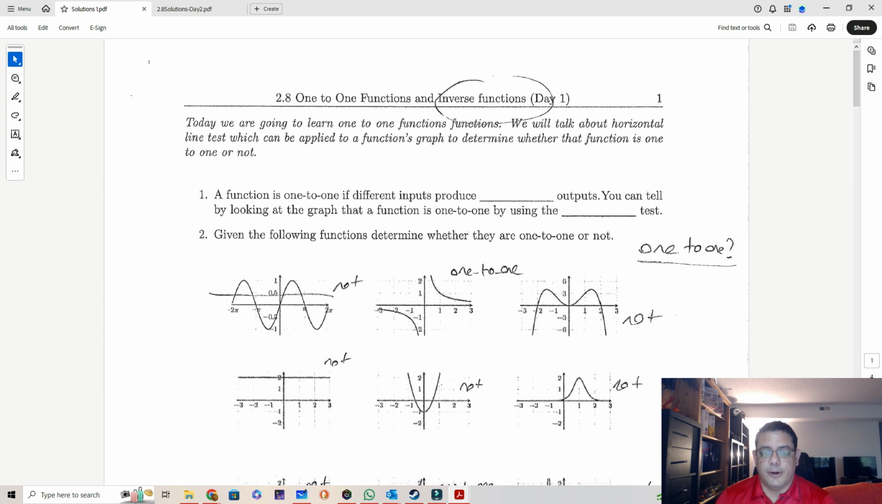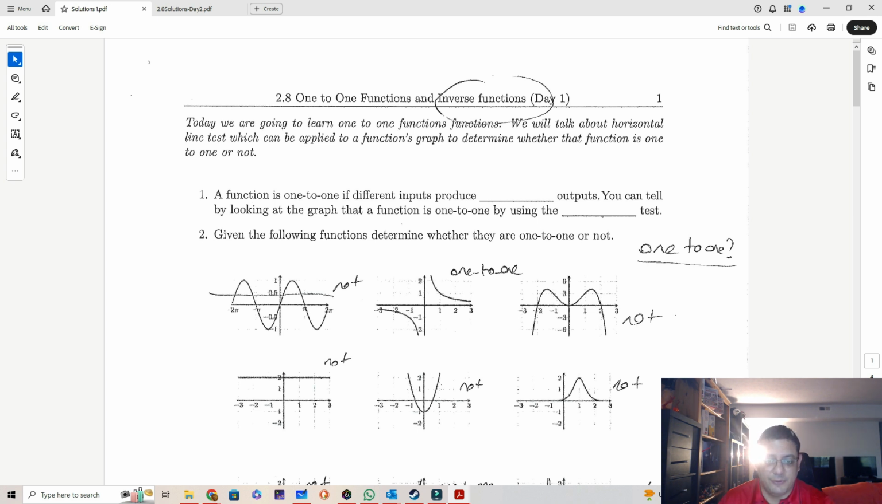Before, in class, we were talking about how a one-to-one function has the property that if you have an input, that input is just going to go to a single output. And this is one of the most important things that you can determine. There are many ways of doing this. One of them is going to be graphically.